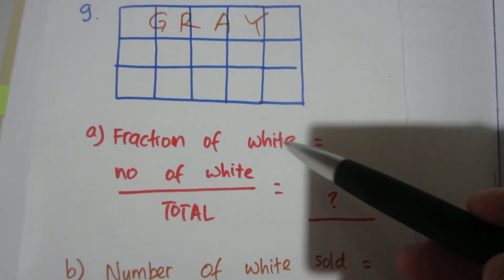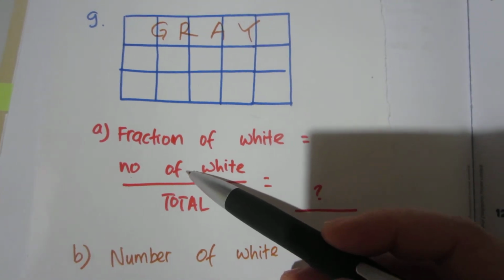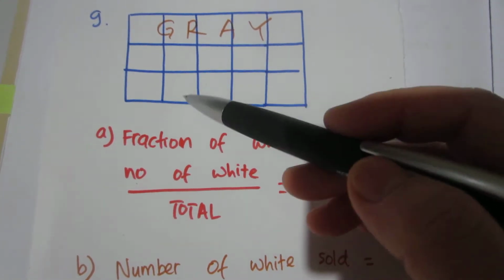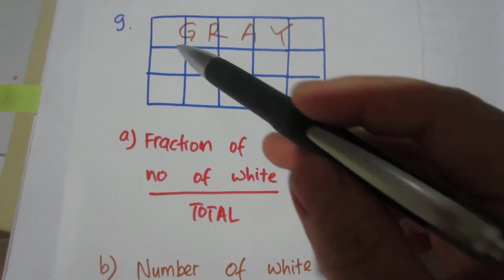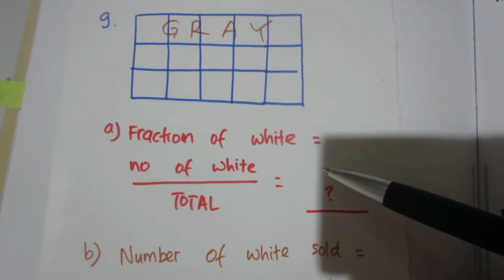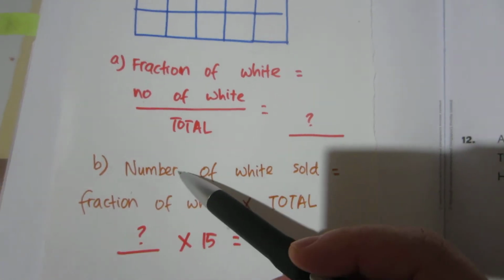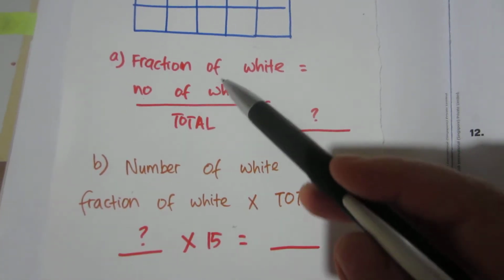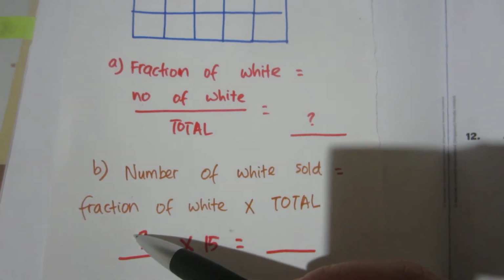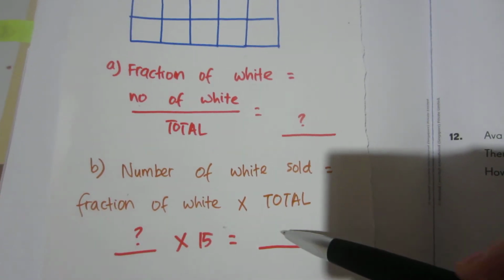So for the fraction of the white, first we need the number of the white. Please count it. 1, 2, 3, 4, 5, 6, 7, 8, 9, 10. 10 out of the total, which is 15. So that's the first answer, 10 out of 15. Second, number of the white sold. You have to find the fraction, put it here, multiply with the total, and then you get the answer.